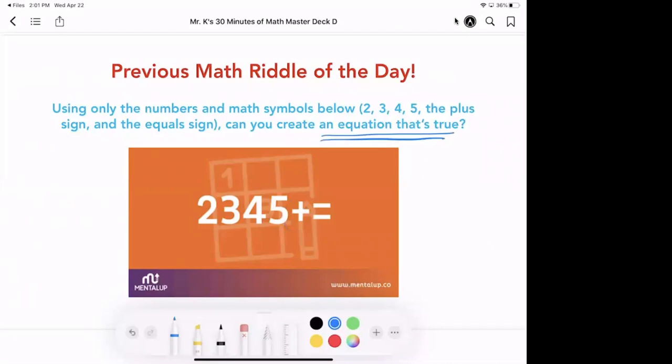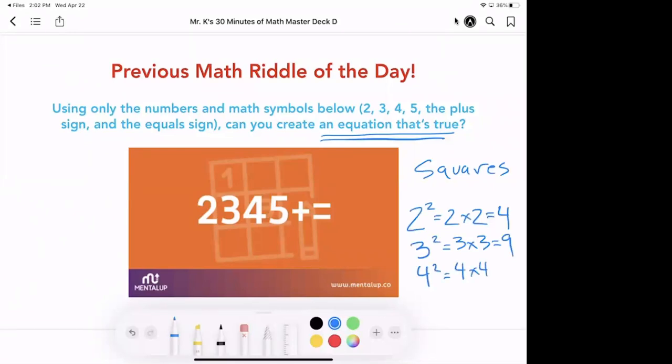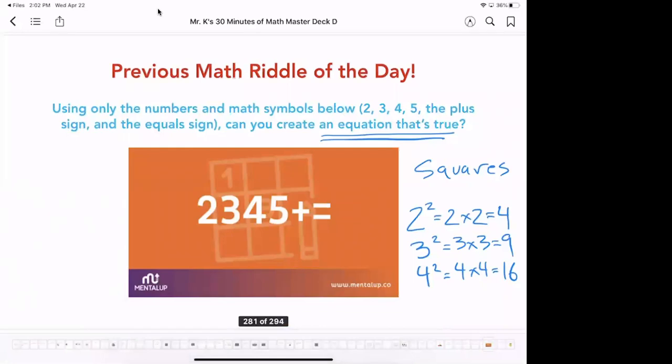That is fantastic. As you may remember, I shared a hint with everyone to remember our squares. And by squares, remember 2 squared equals 2 times 2, which is 4. 3 squared equals 3 times 3, which equals 9. 4 squared equals 4 times 4, which equals 16, and so on. So you've got the idea. Let's see what the answer was. Drum roll, please.